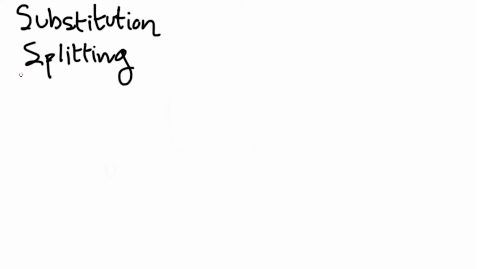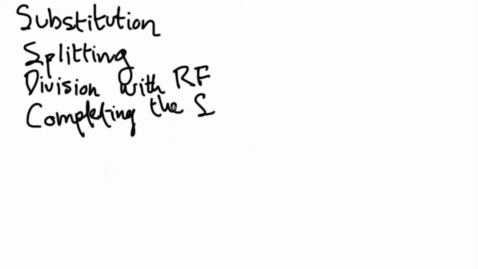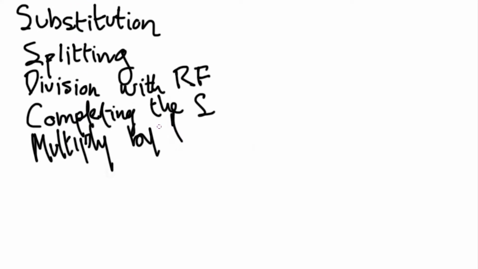The first one is substitution, and not just basic substitution, but a little bit more advanced substitution. Splitting, division with rational fractions, completing the square, and multiplying by 1. So these are the 5 techniques that we're going to discuss in this video alone, and this video is going to be more of an intuition or explanation of what these techniques are without going into problem solving. In future videos I may solve some example problems to help walk people through it and discuss my thought process.